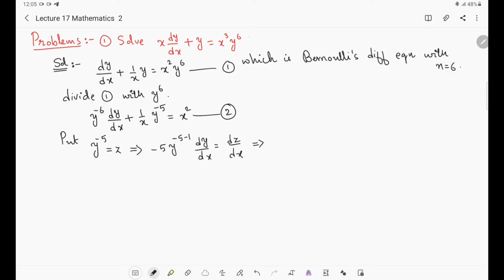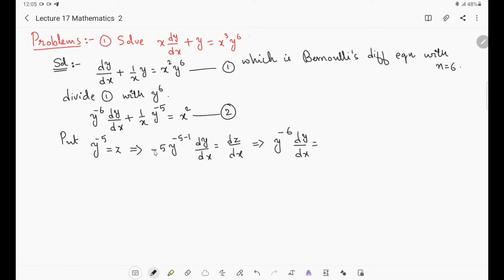So this implies what we will get here? y power minus 5 minus 1 is there. We will get y power minus 6 into dy by dx equals, what will happen?